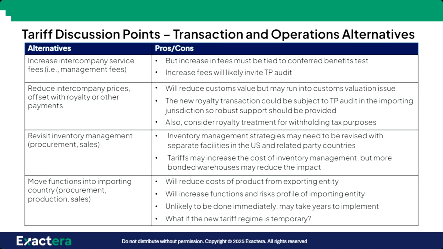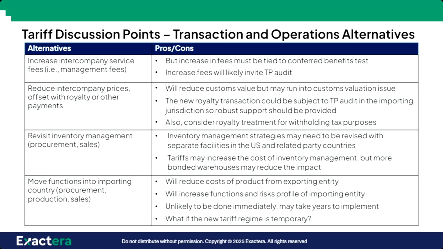This would also, an increase in fees would likely invite a TP audit. The other one is again, reduce intercompany prices. We're just sort of repeating what we were saying earlier. When you put the royalty in there and substitute it with royalty payments, it will reduce the customs value, obviously, but the new royalty transaction will be subject to an audit. And again, we have to consider withholding tax on the royalty.